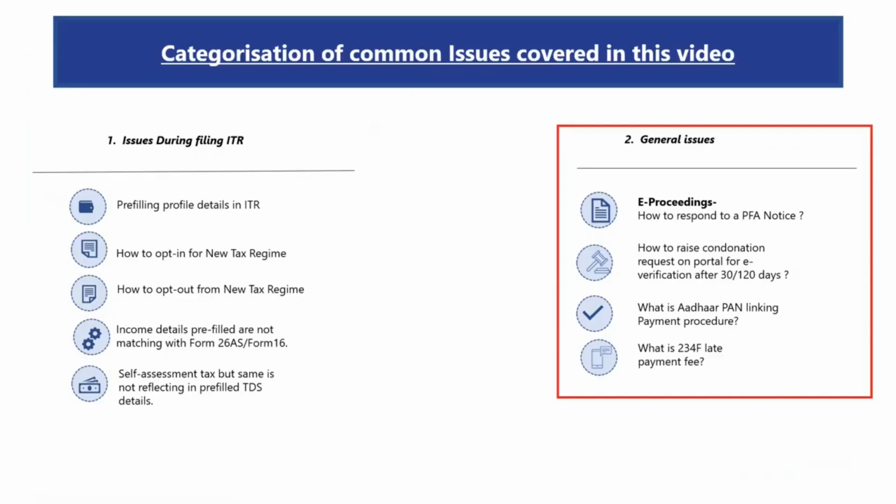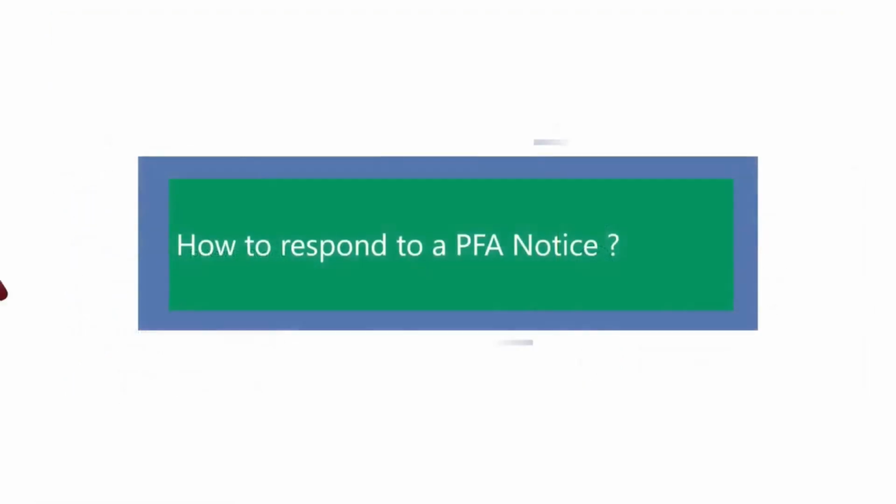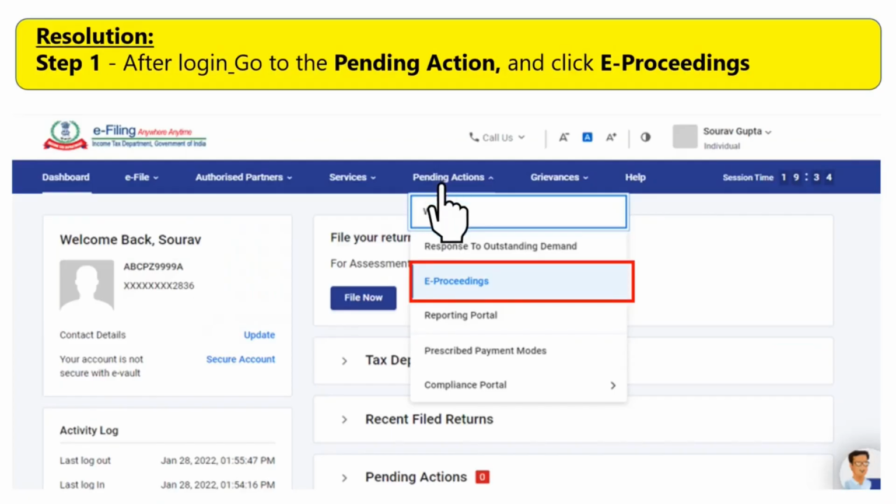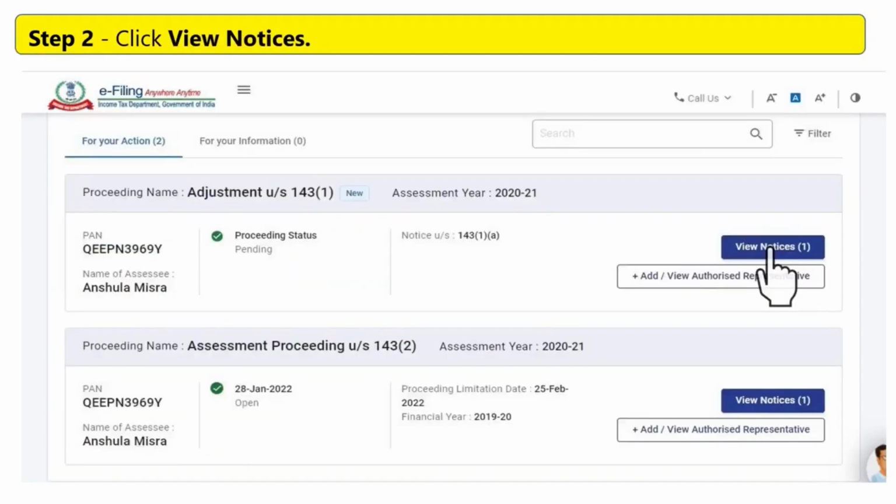Let us now move to category 2 of issues, which is how to respond to a prima facie adjustment notice. If you have received a prima facie adjustment notice, you would be getting an intimation on SMS as well as on your email ID. You are required to log into the e-filing portal and then go to the Pending Actions tab. In the Pending Actions tab, you can click on e-proceedings. In the e-proceedings section, you will see that there is a notice for your action. You can go and click on View Notices.